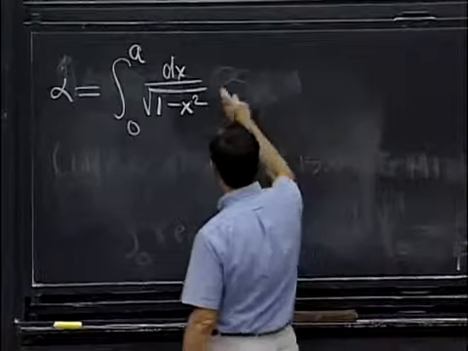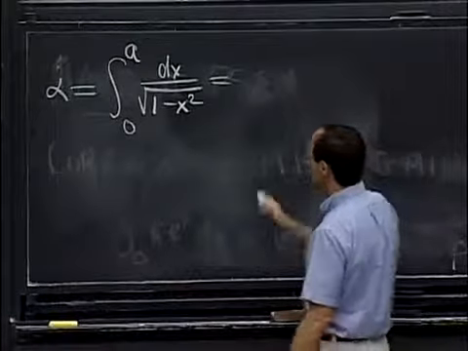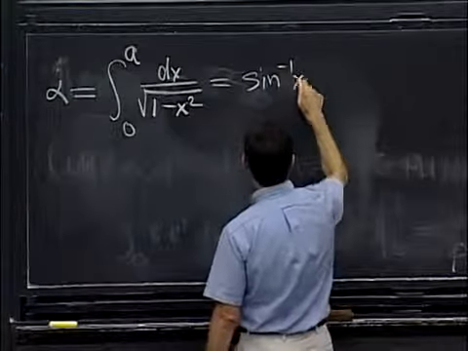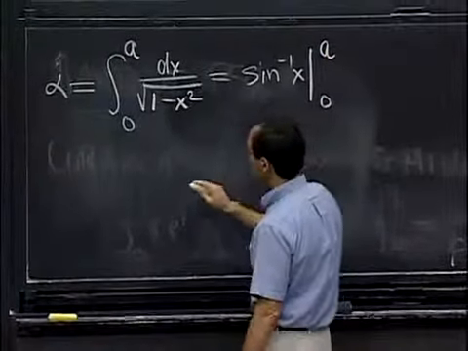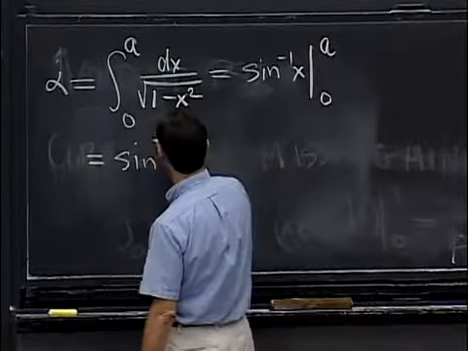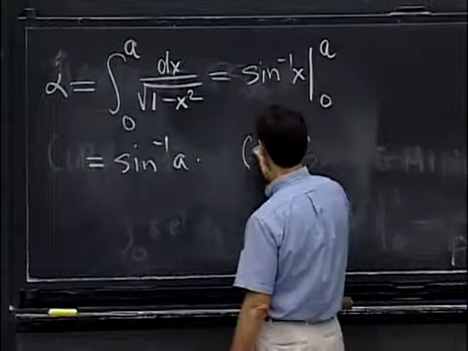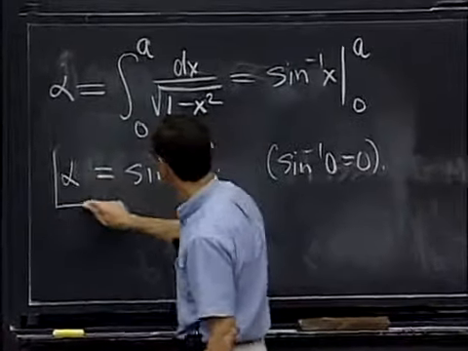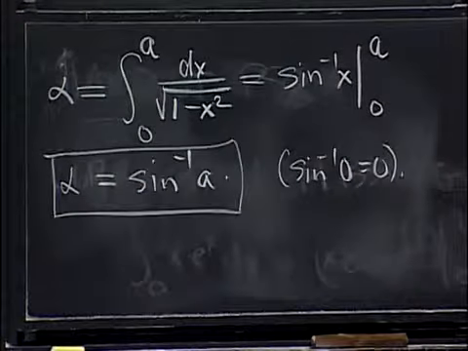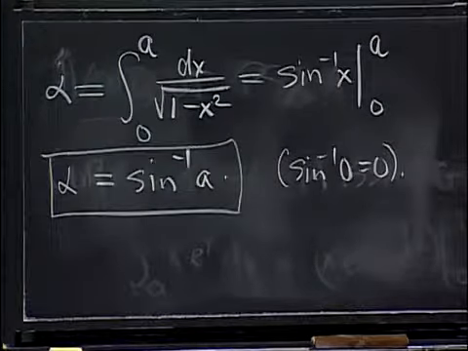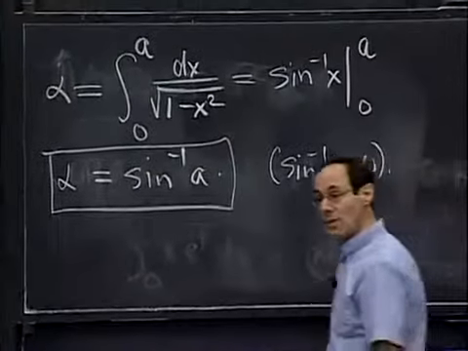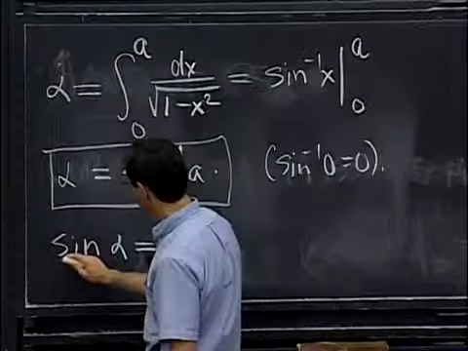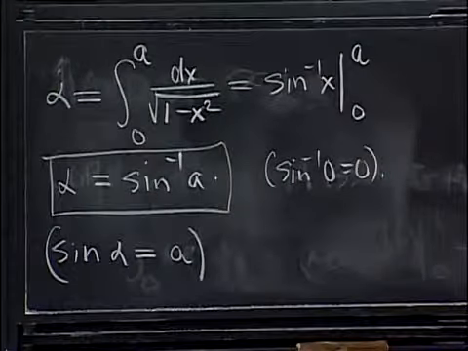And now we recognize this. The antiderivative of this is something that we know. This is the inverse sine, evaluated at 0 and a, which is just giving us the inverse sine of a, because the inverse sine of 0 is equal to 0. All right, so alpha is equal to the inverse sine of a. That's a very fancy way of saying that sine alpha is equal to a. That's the equivalent statement here.